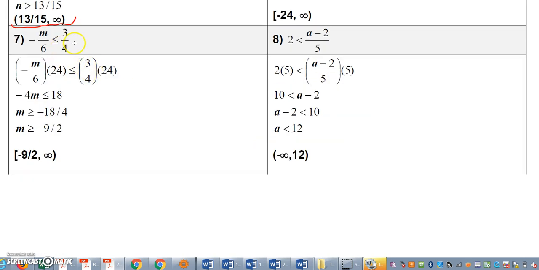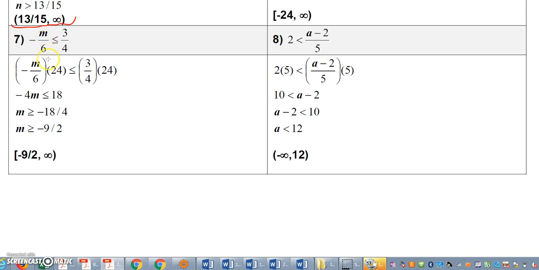Okay, so I wanted to do a couple of problems here that involve fractions. So if you look at this, I get minus m over 6 is less than or equal to 3/4. So what I did first is I thought, okay, what will 6 and 4 both go into? 6 and 4 will both go into 24. I should have used 12. I'll admit I should have used 12. But 24 will work, but 12 would have been better. But anyway, 24. So I multiplied both sides by 24.